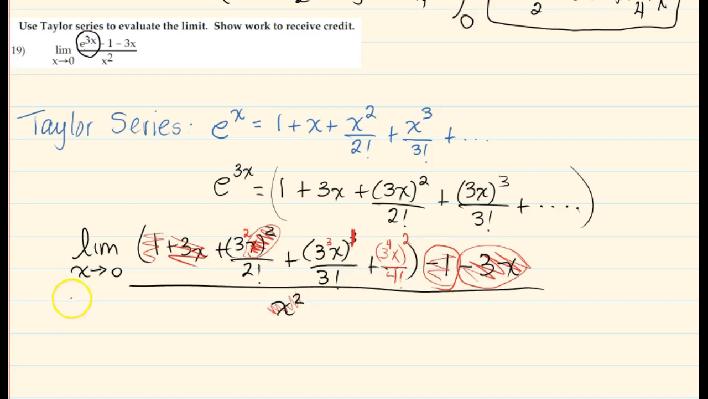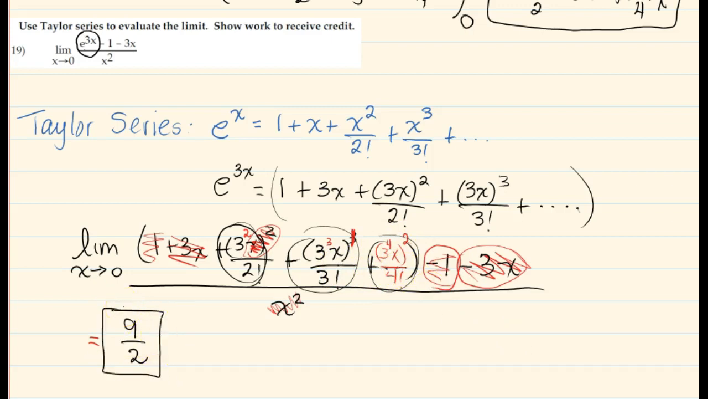So now let's go take the limit. When we take the limit, when x is equal to 0, well, this doesn't have an x in it, so that's going to be 9 over 2 factorial, which is 2. This is going to go to 0 because it has an x. This is going to go to 0 because it has an x. So here's our limit. And that concludes this video.